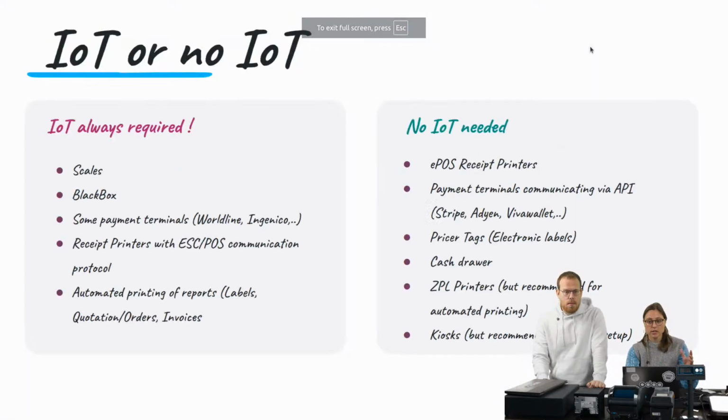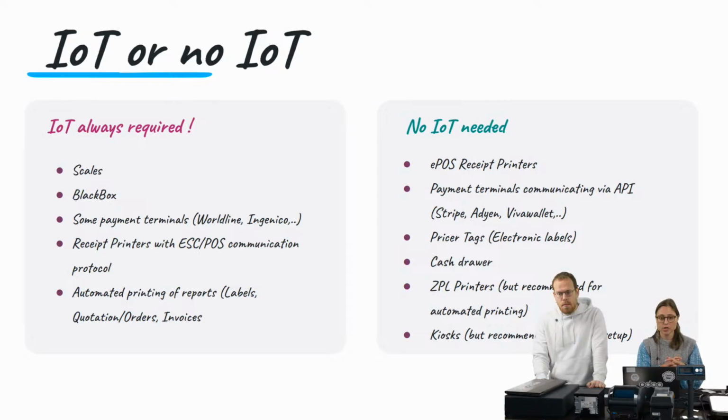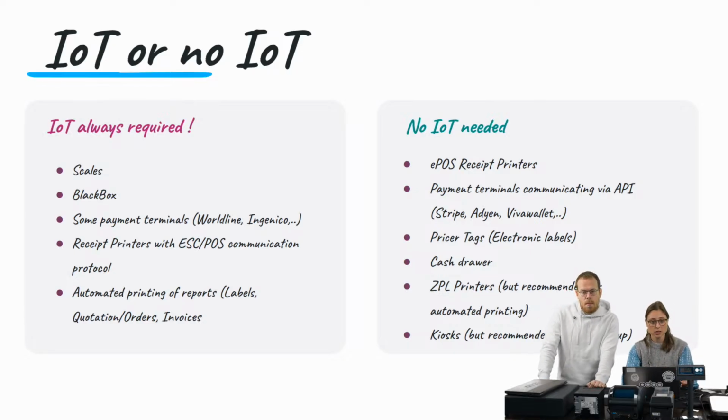Good. So IoT or no IoT, that's a very small, synthesized guide about when to use an IoT or not. Scales, if you do want the integration, you will need the IoT. Black box, there's no question there. You will always need the IoT. Then some payment terminals, again if you need the integration, because you can still encode the amounts manually on the terminal, so using it without integration. And every receipt printer that follows the ESC/POS communication protocol will also need an IoT. And the last use case is automated printing of reports. So if you want to print invoices, quotation orders, or labels, you will need the IoT to do that.